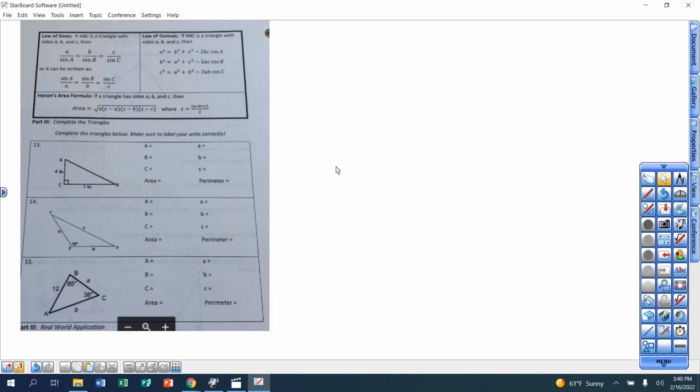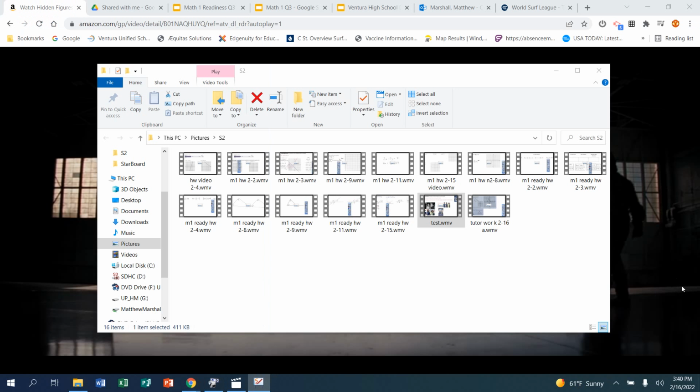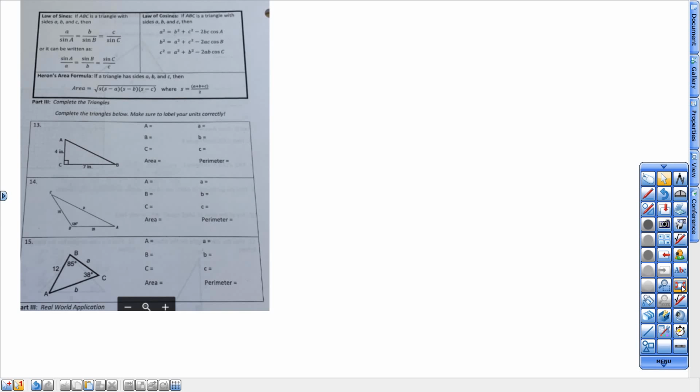Okay, thanks for your patience, ladies. I'm going to try to show you these last two at the bottom here. I'm going to start with 15. And of course, hopefully with these calculators, you'll be able to get this.